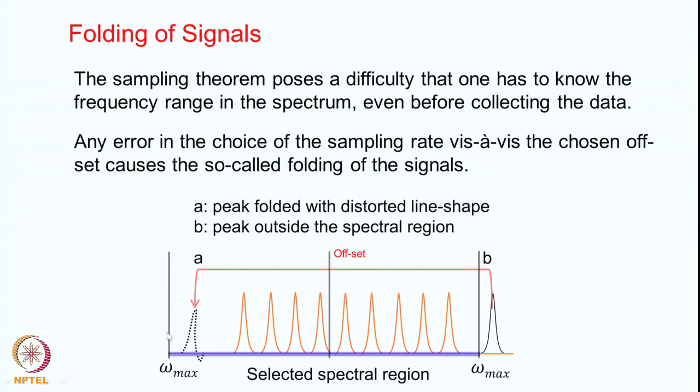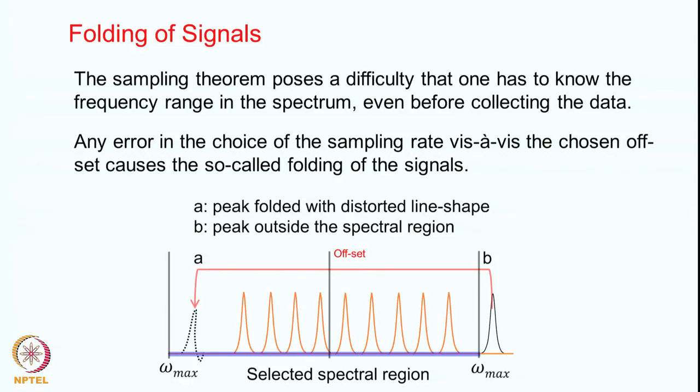This is the consequence of folding, the consequence of wrong choice of the dwell time and wrong choice of the spectral width or the filters which we are giving for the data collection. So digitization is indicated here, and folding of the signals happens as a result of this. And we will continue with the folding of the signals in the next class.